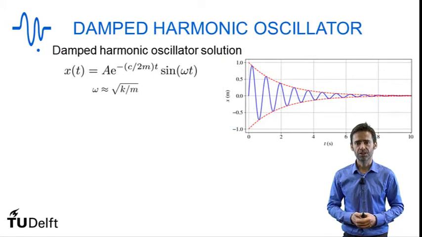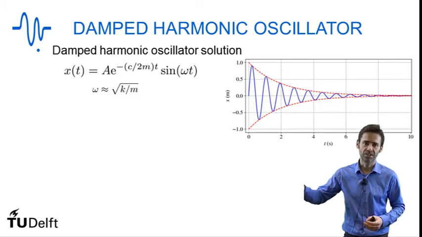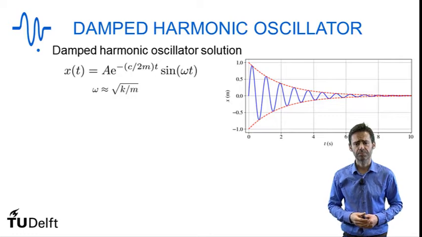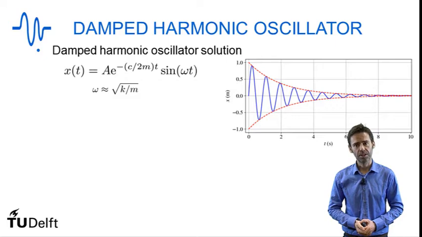So the final solution looks something like this. You will see that the oscillation starts with a high amplitude and then gradually diminishes over time. Now, for small damping, the frequency at which these oscillations take place is equal to the natural frequency, square root of k over m.